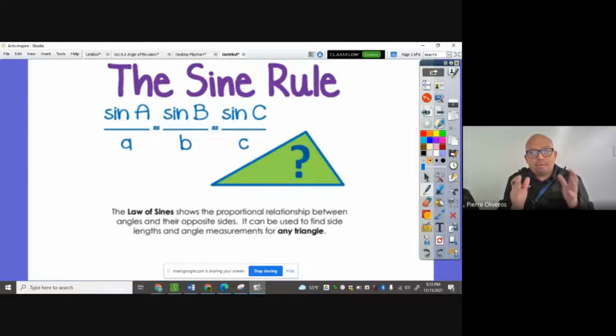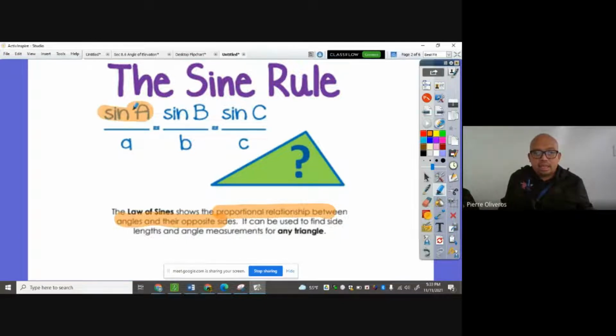We have to understand that we need enough information, meaning we have an angle and its opposite side in order for us to use the sine rule. What is the sine rule? Again, it's the proportional relationship between the angles and the opposite sides. So here you have sine A over side A, sine B over side B, sine C over side C.